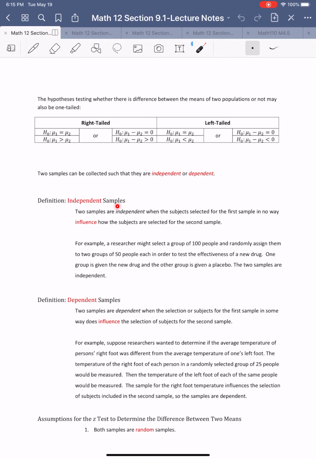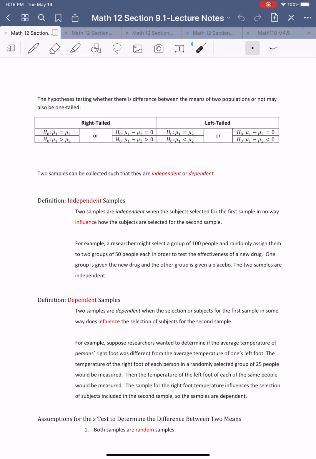The definition of independent samples: two samples are independent when the subjects selected for the first sample in no way influence how the subjects are selected for the second sample. For example, a researcher might select a group of 100 people and randomly assign them to two groups of 50 people each in order to test the efficacy of a new drug. One group is given the new drug, and the other group is given a placebo. The two samples are independent.